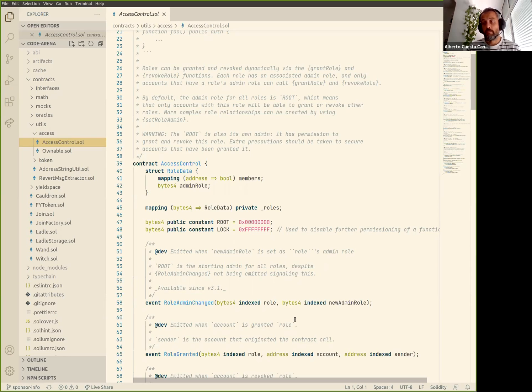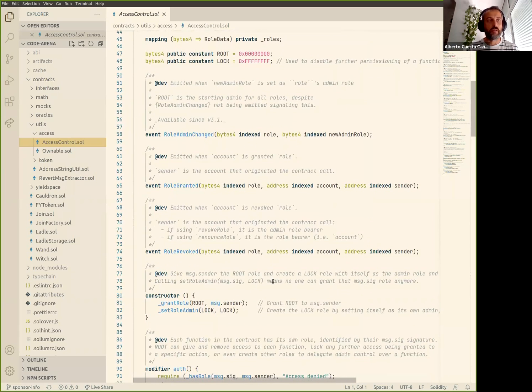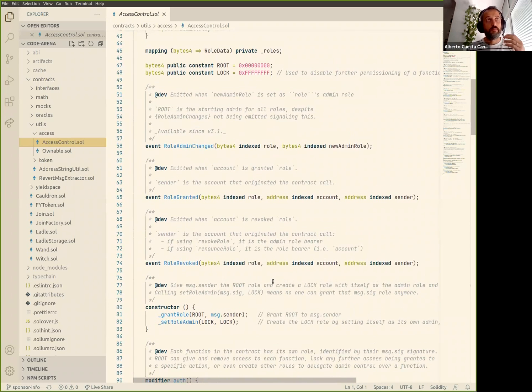This means that any contract inheriting access control has already fine-grained permission over each function. And you have one account that can give whoever permission to execute each specific function without much pain and without much gas consumption. But it also has the lock tree. The lock tree is a role that has no members. Since it has no members, no one can actually change the permissions of any role under the lock tree.